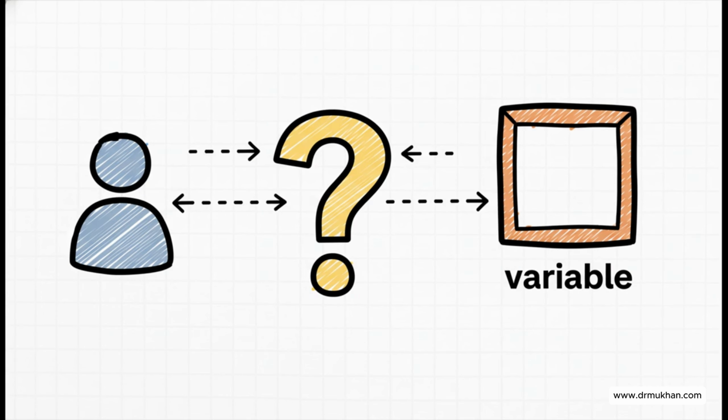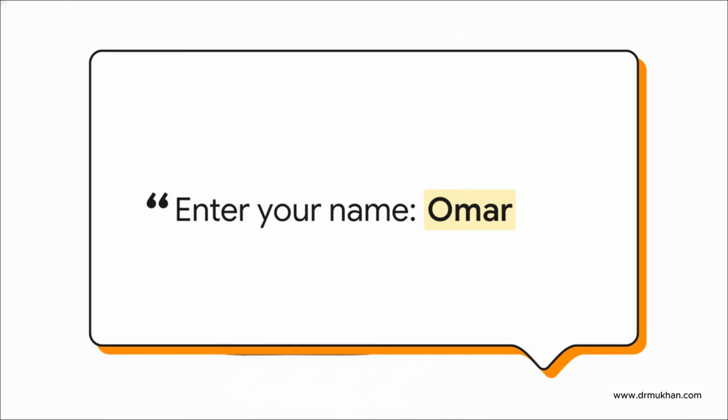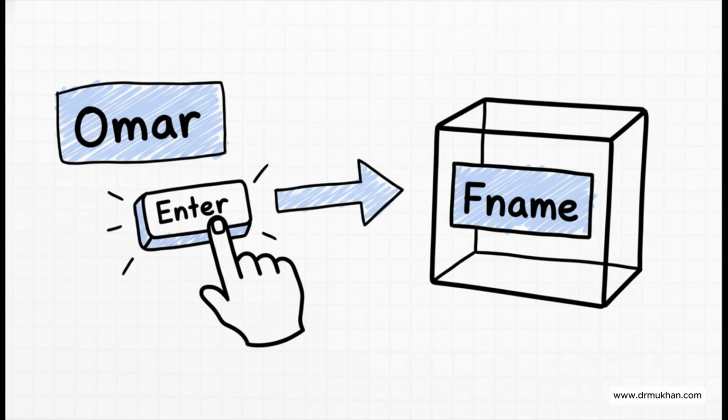Alright, let's try a real-world example. We're going to ask a user for their first name. So we'll create a variable fname and set it equal to our input function. That text in the parentheses, that's the prompt the user sees. And here they type in Omar. Once they hit enter, Omar gets stored in our fname variable.